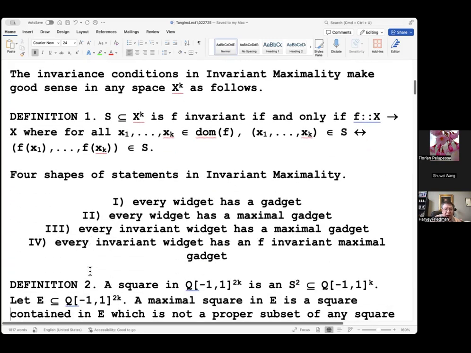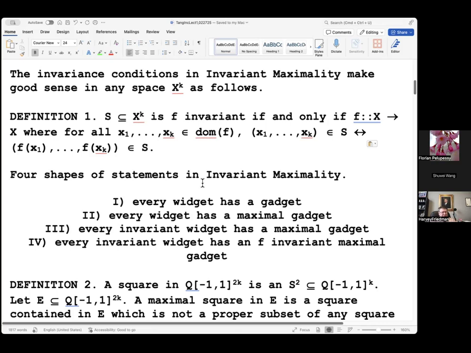Okay, there's only one kind of invariance condition here, and that is this one, which is really partial isomorphism. If I have a subset S of a k-dimensional space, capital X is any set, it's F invariant if and only if F is a partial function from X into X, where double colon means partial function, such that for all x1 through xk in the domain, x1 through xk is in S if and only if F(x1) through F(xk) is in S. This is the only notion of invariance. This is the same as isomorphism if F was total. And everybody's familiar with partial ones because you very often build a total one by a series of partial ones. So this is not a totally novel notion.